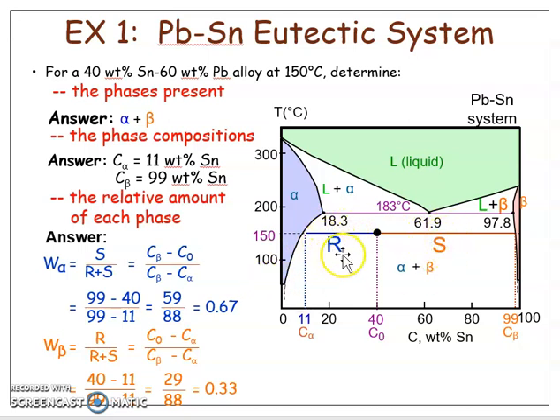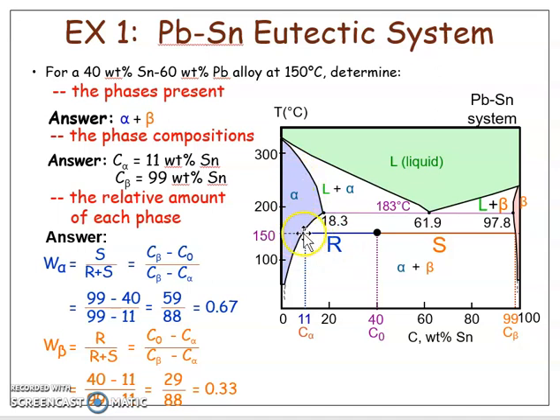So to get R, you have to know the value of S, which is Cb minus Co over Cb minus Ca. Okay, so Cb minus Co, 99 minus 40, over 99 minus 11. So you will get the value of R. Okay, R, which is here, alpha.